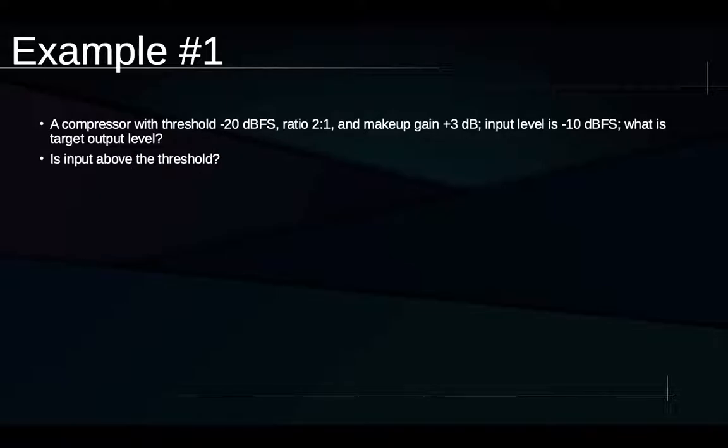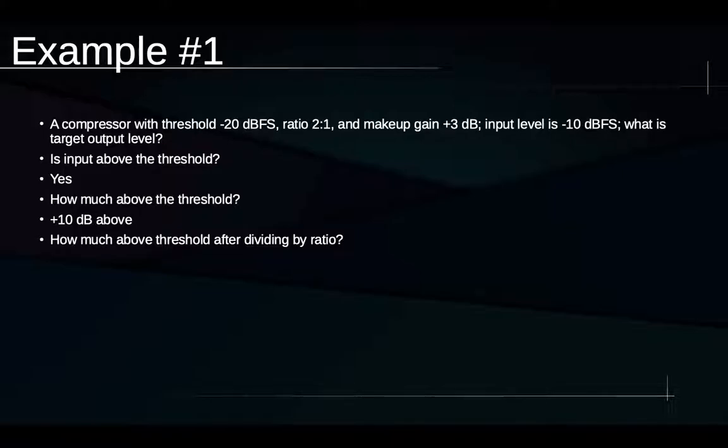So first we ask, is the input above the threshold? Well, minus 10 is above minus 20, so yes. How much above the threshold is it? Well, it's 10 decibels above the threshold. When we divide that by our ratio of 2 to 1, what do we get? Well, 10 decibels is going to get pushed down to be 5 decibels above the threshold.